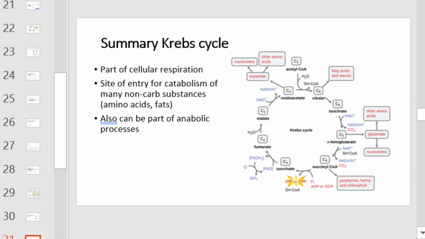In summary of the Krebs cycle, this is a part of cellular respiration and the site of entry for catabolism of many non-carbohydrate substances, such as amino acids and fats. It can also be part of anabolic processes, as illustrated to the right.